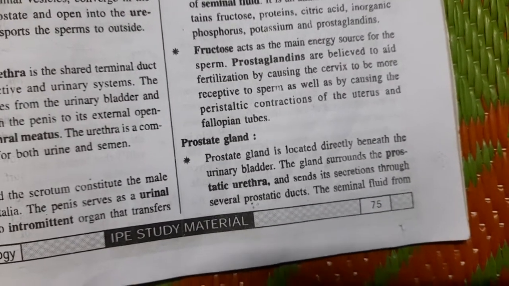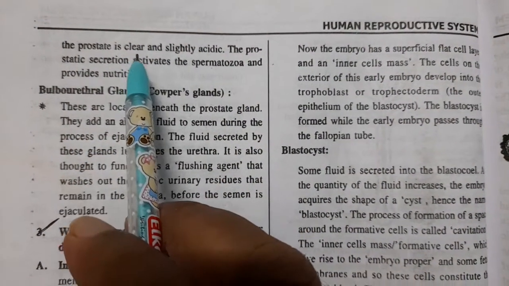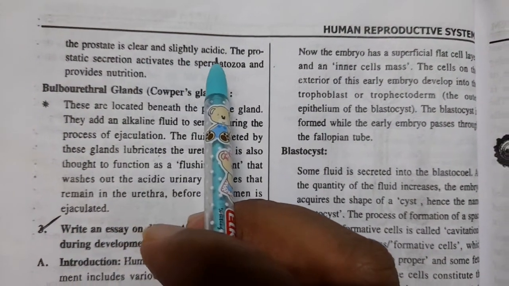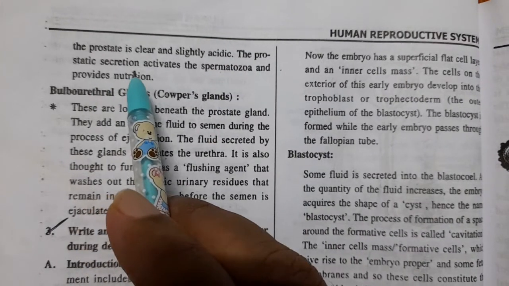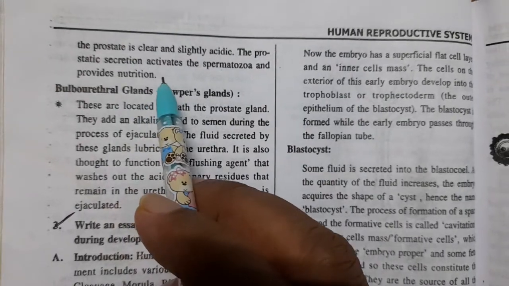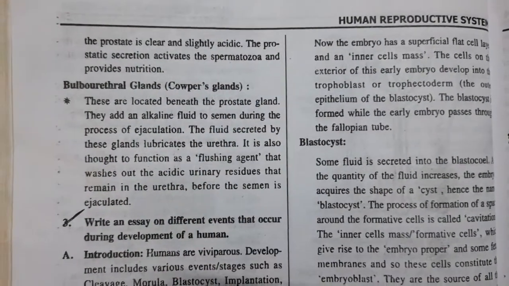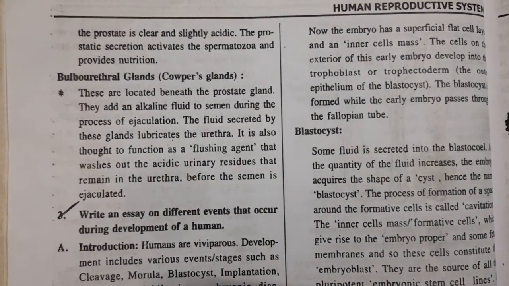The seminal fluid from the prostate is clear and slightly acidic. The prostatic secretion activates the spermatozoa and provides nutrition.